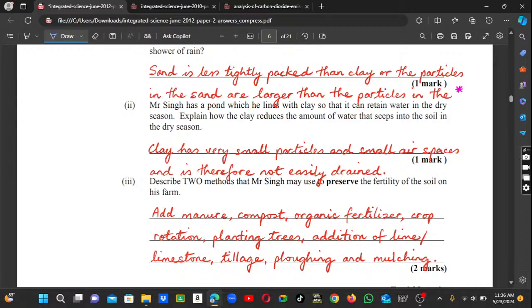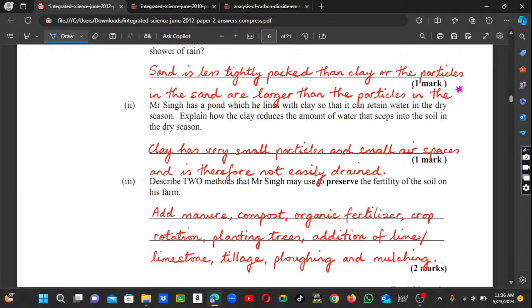Alright, we're going to move along real fast because I have two more papers that I want to go across before. Here we are seeing that Mr. Singh has a pond which he lines with clay so it can retain water in the dry season. We need to explain how the clay reduces the amount of water that seeps into the soil in the dry season.